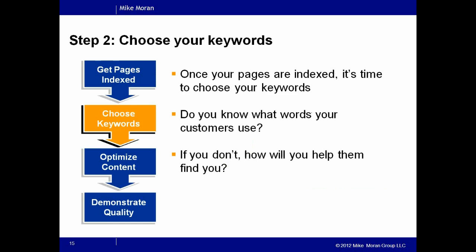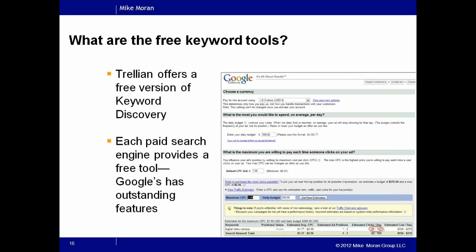The second step is to choose your keywords. So unlike most other forms of marketing, you have to actually know what people are looking for in order to show up. And so you have to figure out how you're going to know which words people are typing in and which ones make sense for them to find you with. And so there are tools to do that as well.